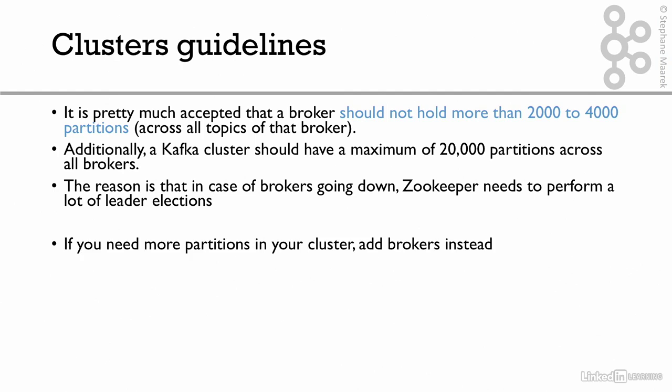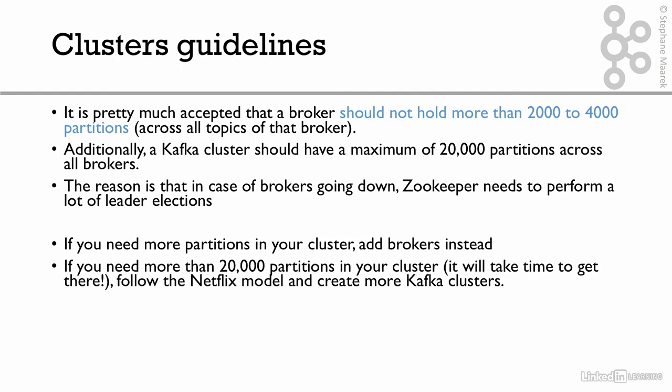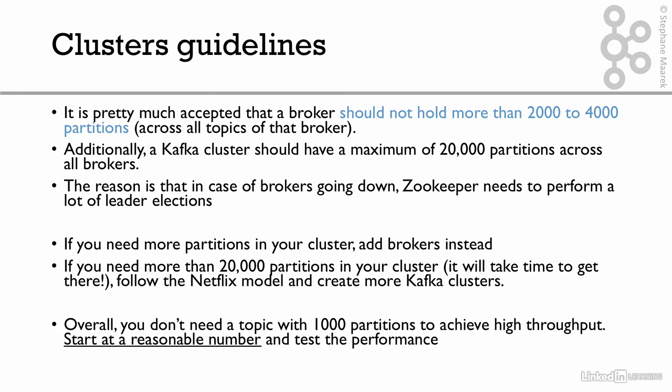Now, if you need more partitions than 20,000 in your system, well, you're way past the beginner's course anyway, but you add brokers to your system. And if you need more than 20,000, then it will take time to get there. You follow what I call the Netflix model, and you create more Kafka clusters. And I think Netflix operates something like 20 Kafka clusters or more. So they definitely know that there's a limit to how many partitions you can have.